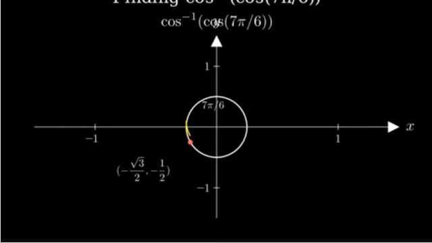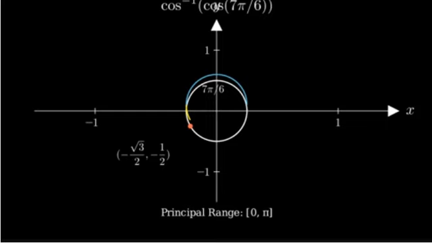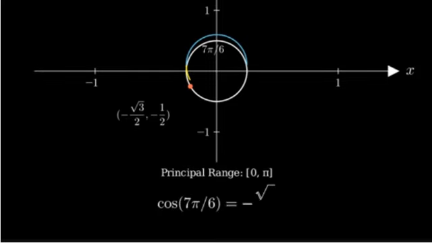Now, let's understand what cosine inverse does. The cosine inverse function, or arccos, only gives values between 0 and pi. This is its principal range. When we have cosine of 7 pi over 6, we get negative square root of 3 over 2.